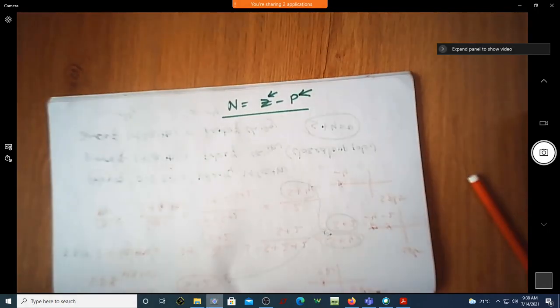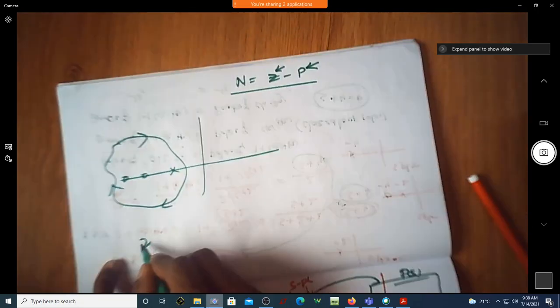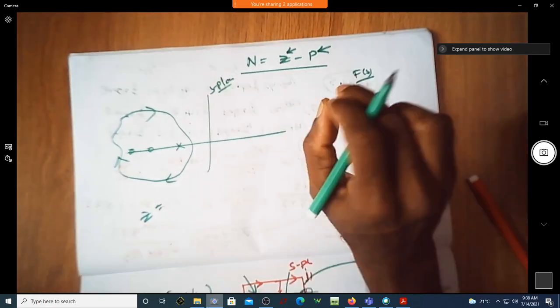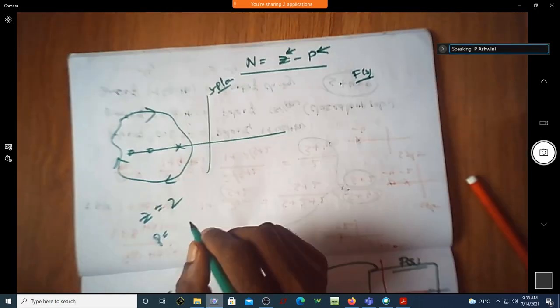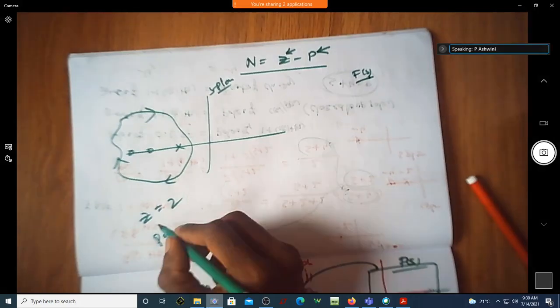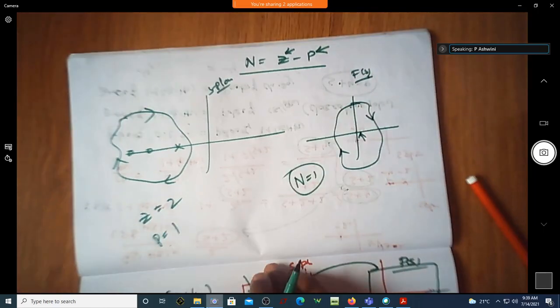I'll just take this example. Assume that I have something like this. What is the value of Z now? How do you define Z? Z is the number of zeros of f of s enclosed by the contour in the S plane. All the wordings are very important. Is it not 2 here? What is P on the same lines? It is the number of poles of f of s enclosed by the contour in the S plane. Perfect. It is 1. Then the equivalent contour in the f of s plane will encircle the origin once in the clockwise direction. Correct? It will happen so, because it is encircling once.